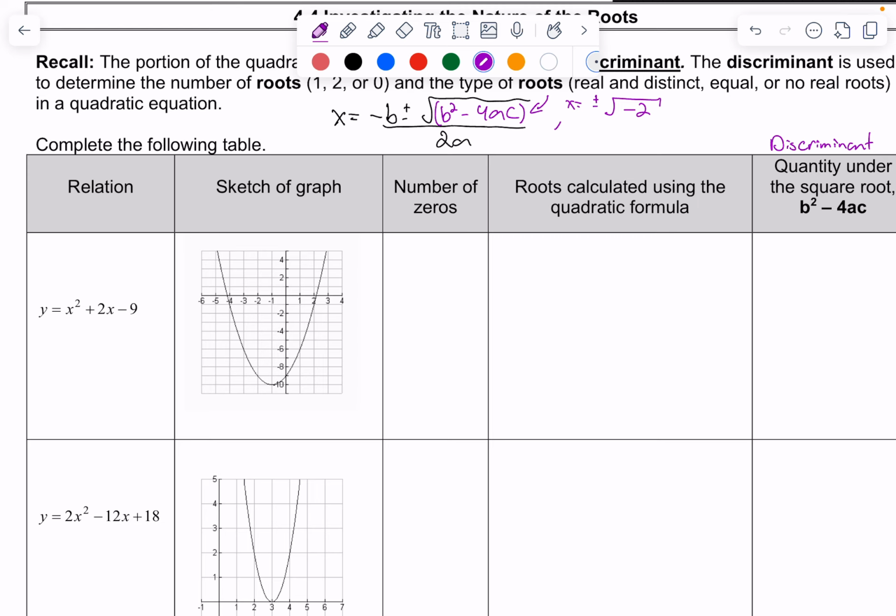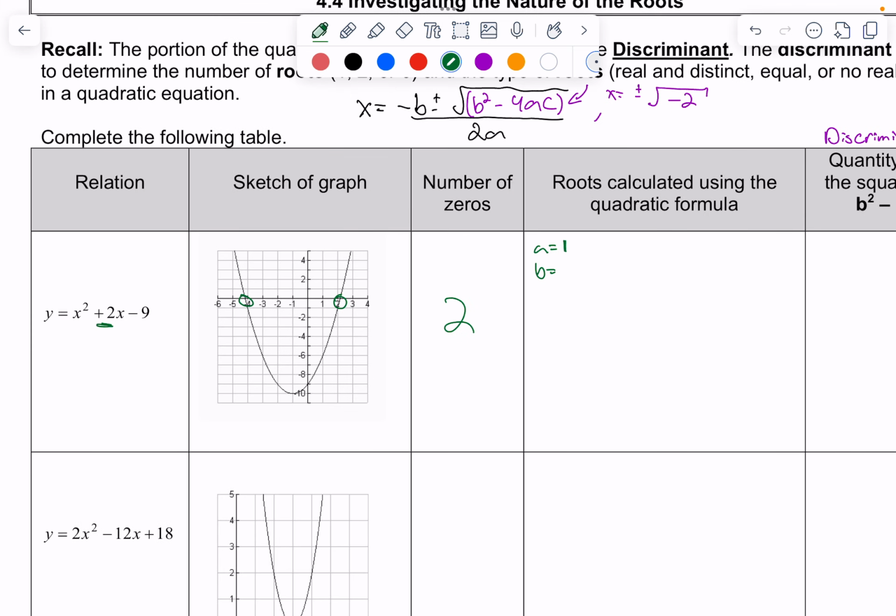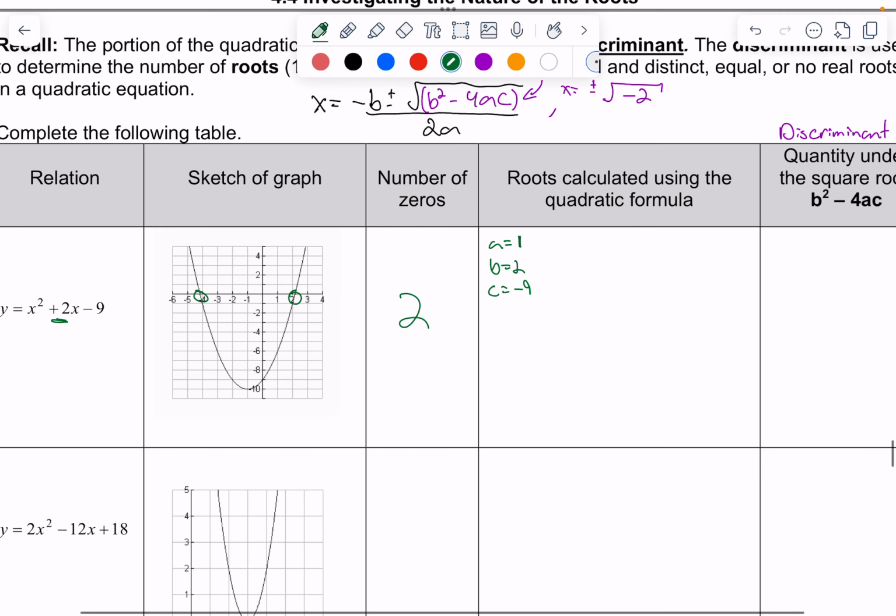So the first one, we have y equals x squared plus 2x minus 9. It's asking us how many zeros there are. Well, we can see right here and here, just by quickly looking at the graph, there are 2 zeros. All right, let's calculate what those zeros actually are using the quadratic formula. So a in this formula would be 1, b is 2, c is minus 9. So just plug them in.